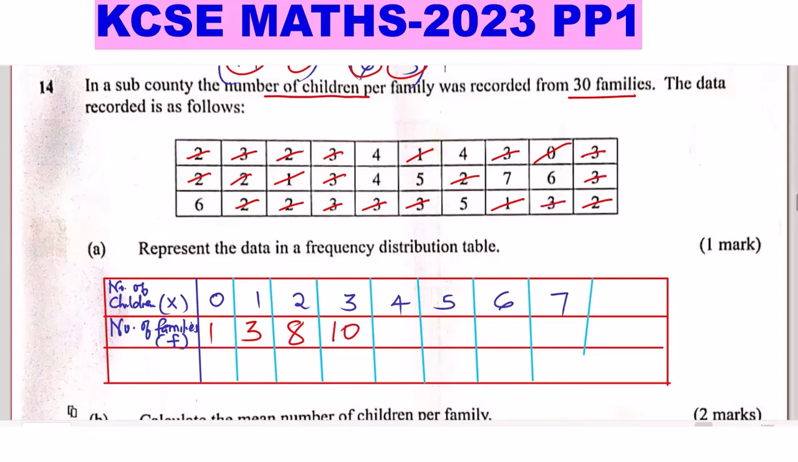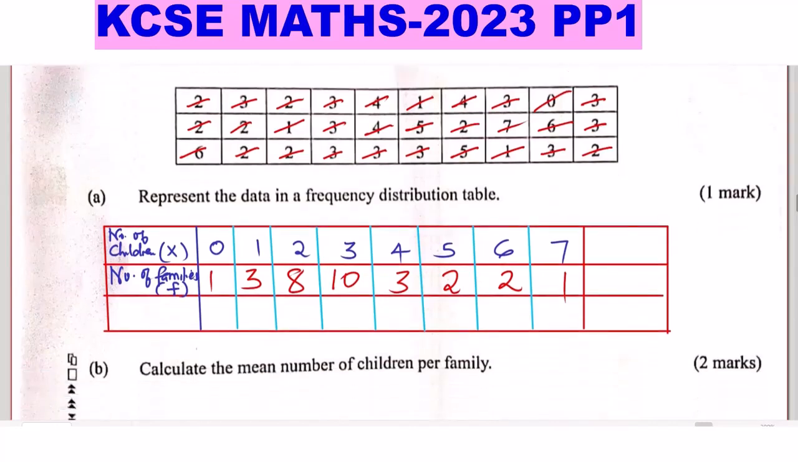Families with 4 children, we have 1, 2, 3. Families with 5 children, we have 1, 2, the 2. The next, families with 6 children, we have 1, 2. And then families with 7 children, we only have 1. So it is as simple as that. After doing that, now we have the number of children x, then the number of families, which is f. So that is the frequency distribution table.